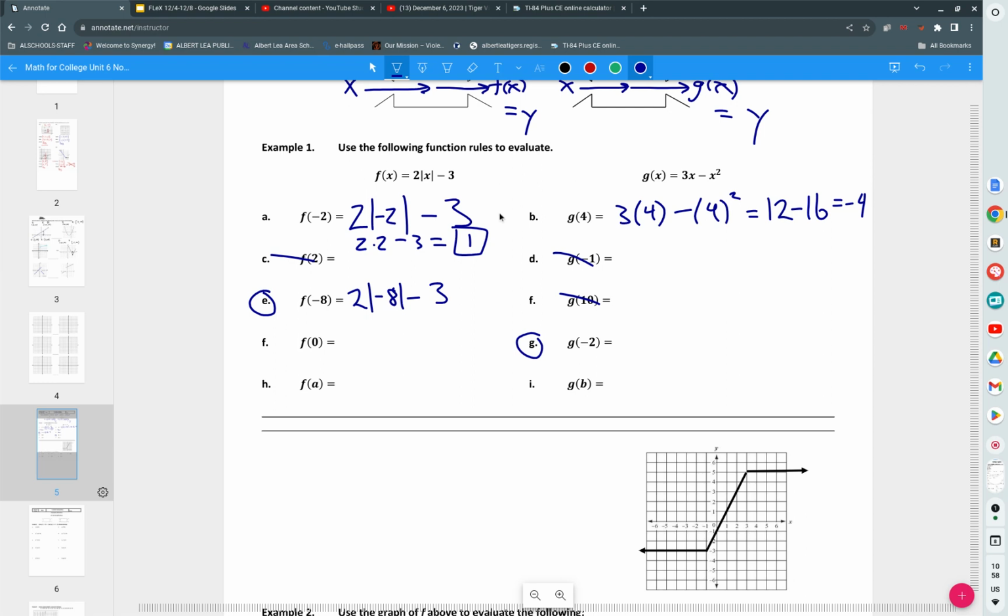Here I have 2 times the absolute value of negative 8 minus 3. The absolute value of negative 8 is 8. And I get 16 minus 3 is 13. 13 should be your result.